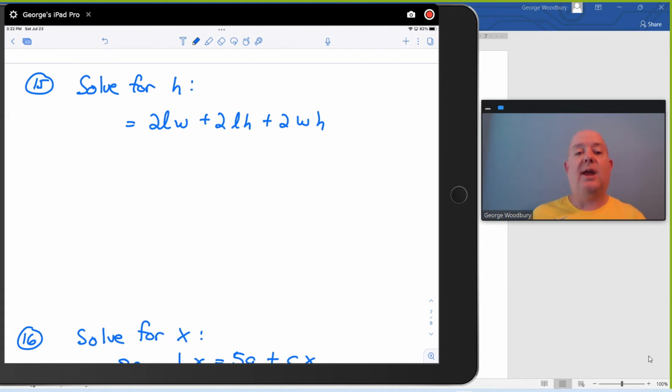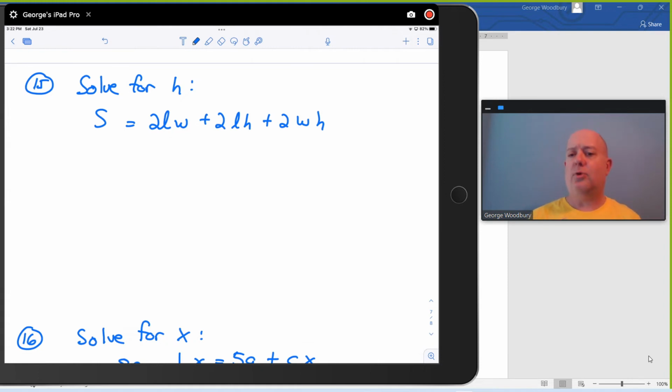It says solve for h. Oh, I erased what was there. There was an s that was there. It was surface area. I erased it. Sorry about that. So S equals 2lw plus 2lh plus 2wh.